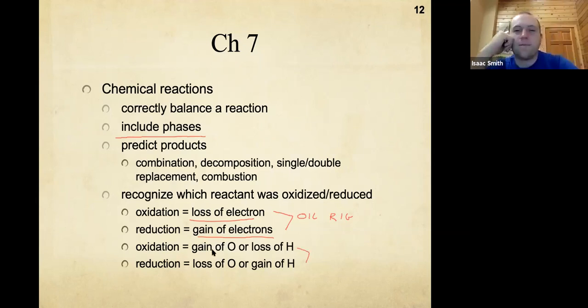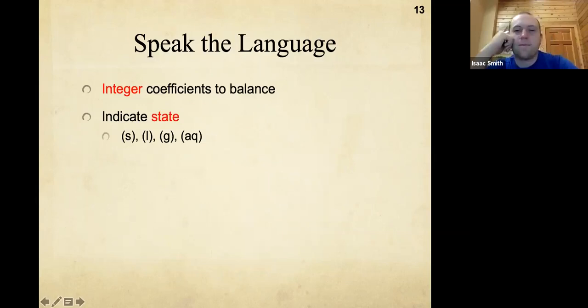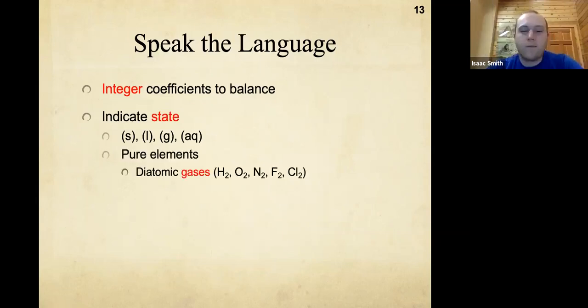Cool. All right, so talking about phases, we say include the state or the phase. If you're dealing with diatomic gases, which are any of these here, they're obviously gases. Bromine's a liquid, iodine and carbon are solids. These are all at room temperature, by the way.